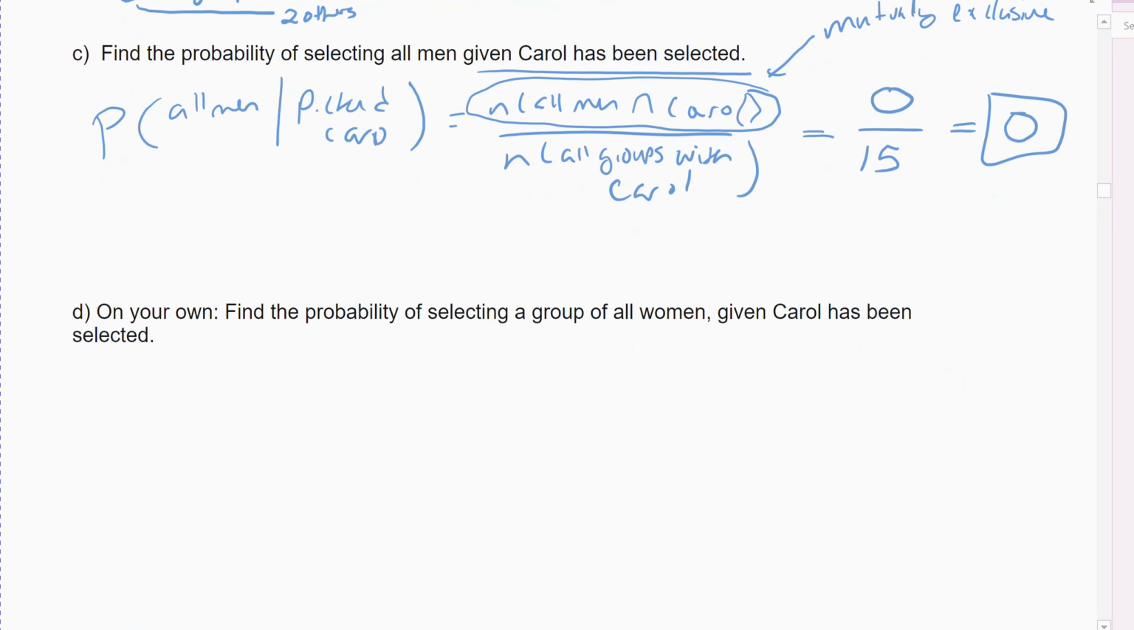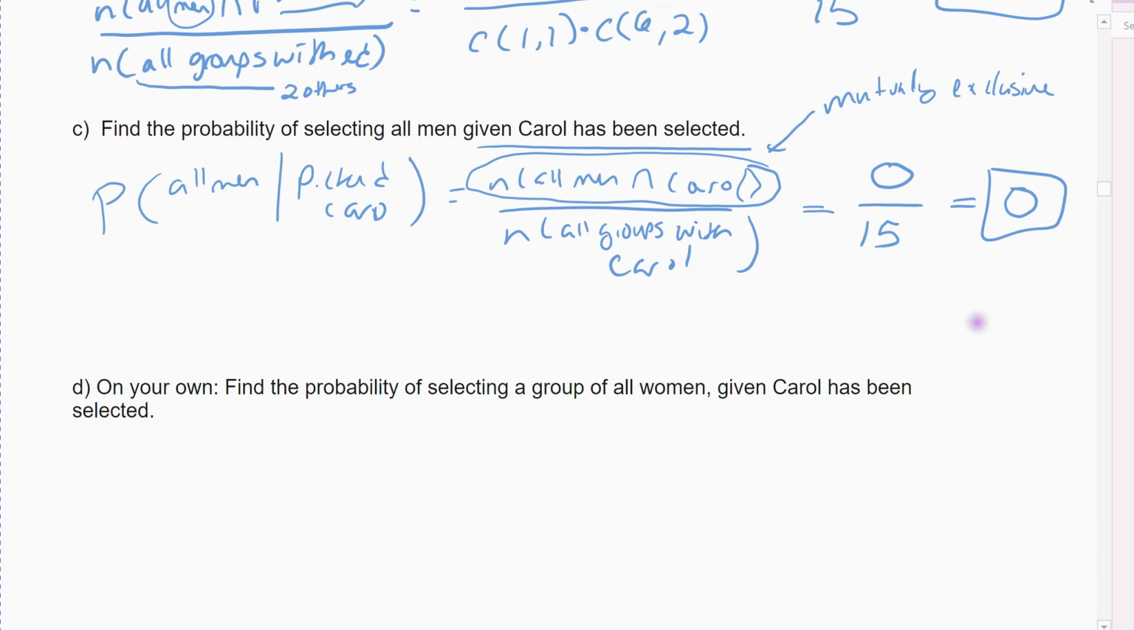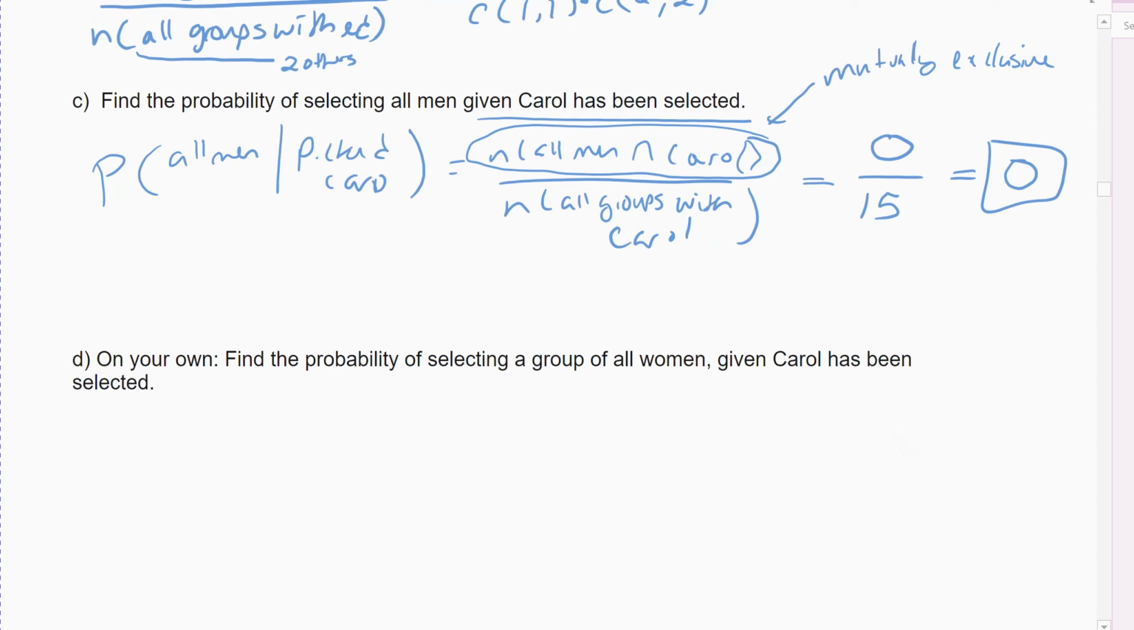Now, on your own, find the probability of selecting a group of all women given Carol. So this is the one where you can solve it. This is a lot like part B. Try this on your own. This is a conditional. It's the condition where I've got Carol. I want to know the odds of then selecting a group of all women if I've picked Carol. And again, I'll post the answer to that later on. So I'm going to stop the video here.